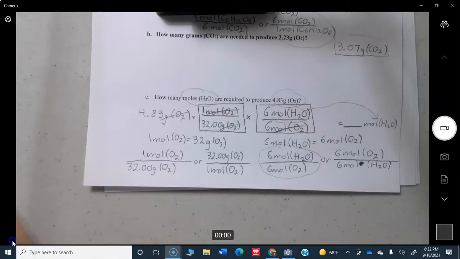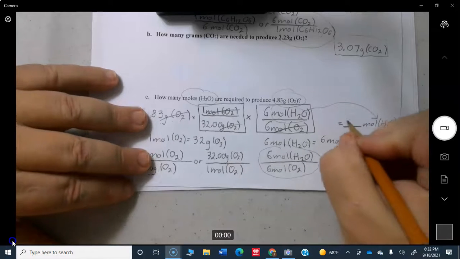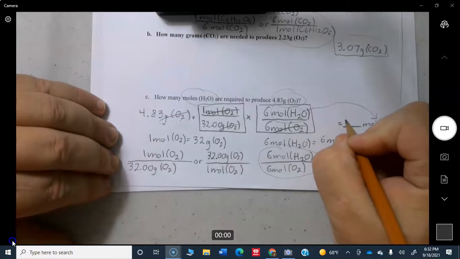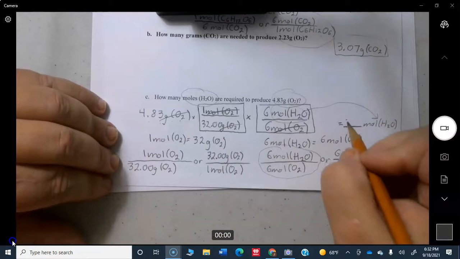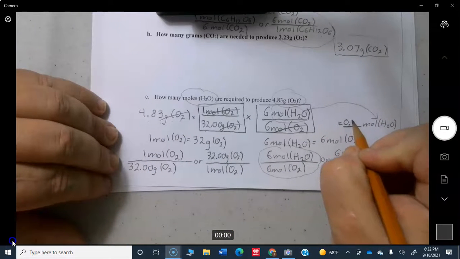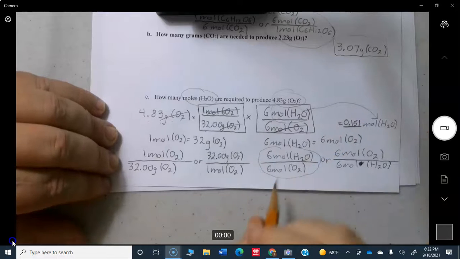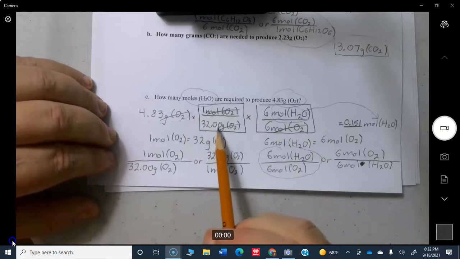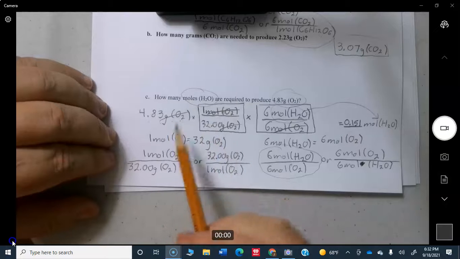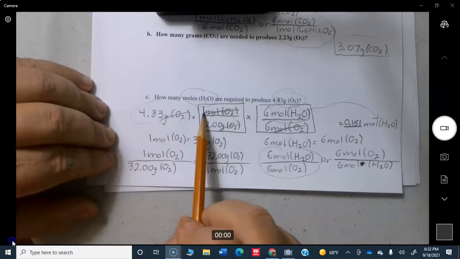0.15. I'm just going to go to two places. Well, we can go to 3. So it's 0.151. Sometimes I'm doing significant figures, sometimes not, as long as you understand the concept. Multiplications, divisions, it's always whatever the sig figs of the least of these numbers over here. That's 4.83. You do not count these.